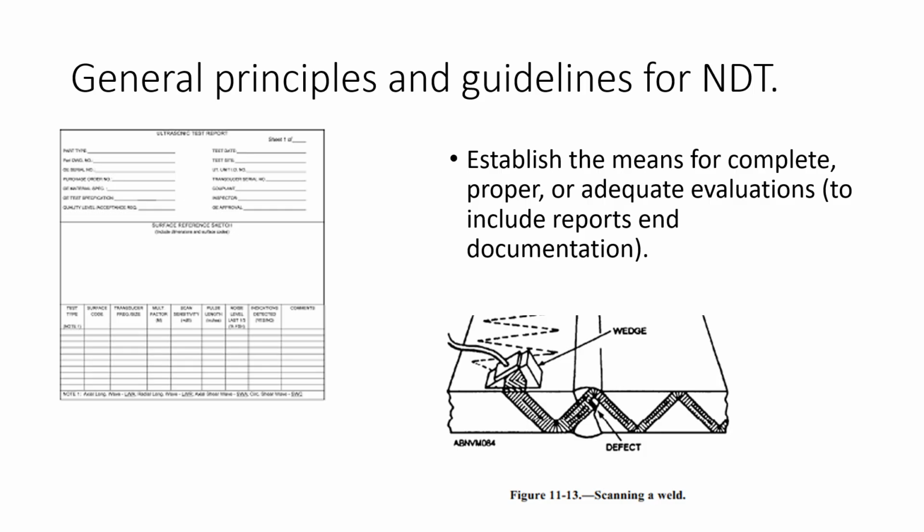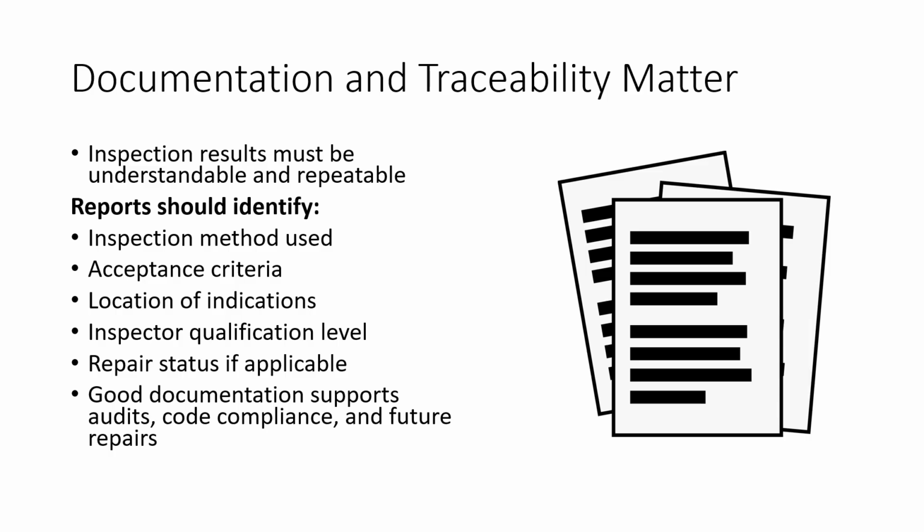And we want to establish the means for complete and proper adequate evaluations. And this, like I said, includes reports and documentation. This is another one I'm probably going to be beating like a dead horse over the course of this course: documentation and traceability really matter. Inspection results, we got to be able to repeat them. If me and my buddy Pete, he's got a crew in Butte, Montana, and I've got a crew in Portland, Maine, we should be able to do the same kind of inspections and have the same kind of reports and have them understandable. And in our reports, inspection method, acceptance criteria.